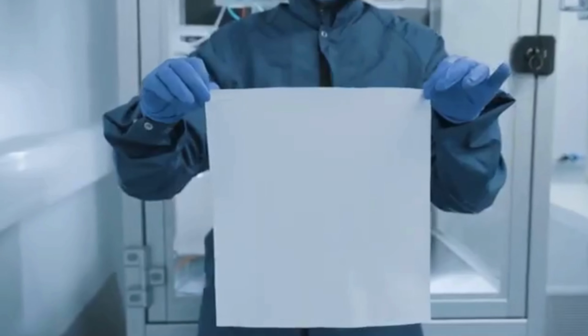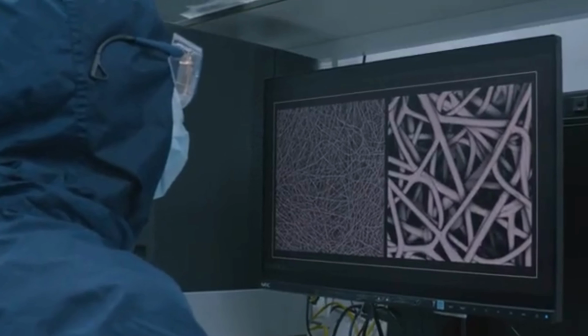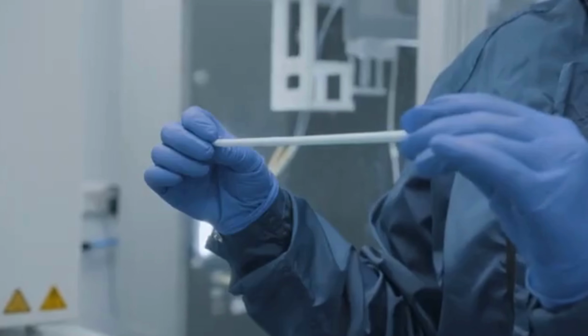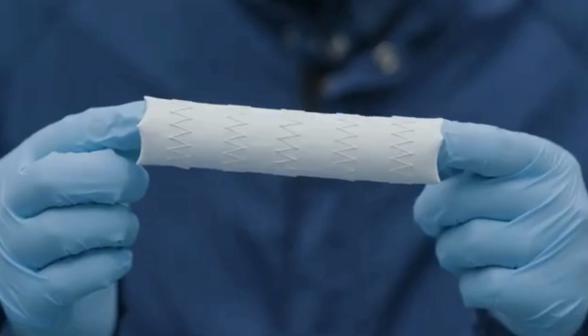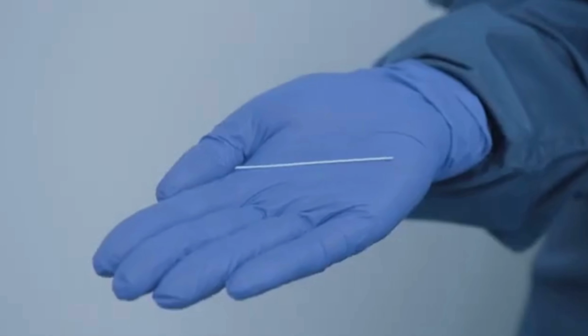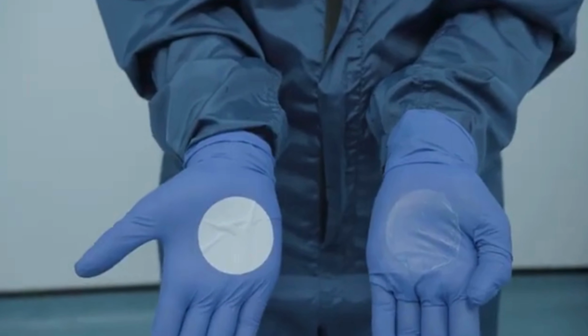The first formal description of electrically driven fiber formation was patented by Anton Formhals in 1934, marking a pivotal milestone in the evolution of electrospinning technology. A critical theoretical contribution was made by Geoffrey Taylor in the 1960s, who mathematically described the equilibrium configuration of a charged liquid droplet, now known as the Taylor cone, characterized by a half-angle of approximately 49.3 degrees.